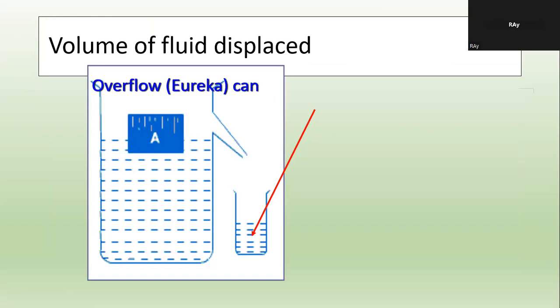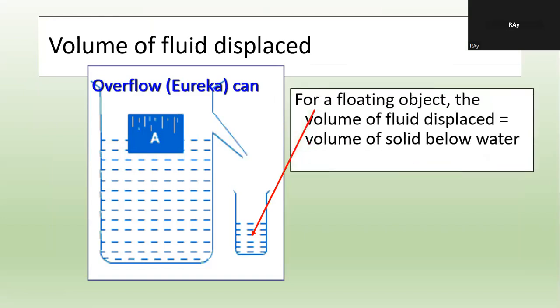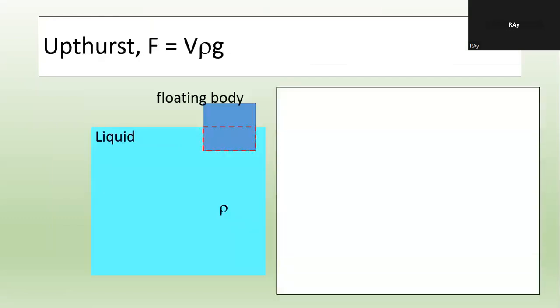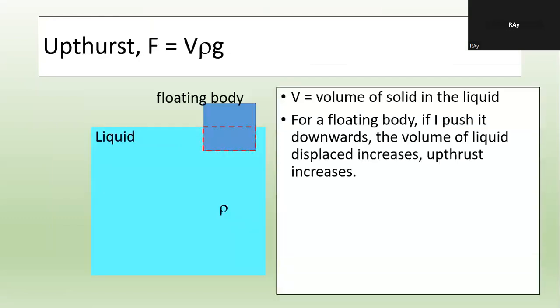Volume of fluid displaced: for a floating object, the volume of liquid displaced equals the volume of solid below the surface of the water. The floating object will sink until the volume of fluid displaced is such that the upthrust equals the weight of the object. Volume of solid is V.